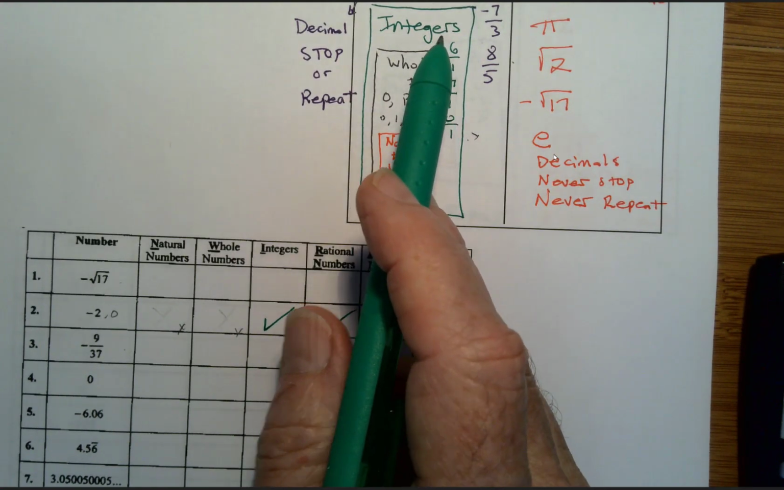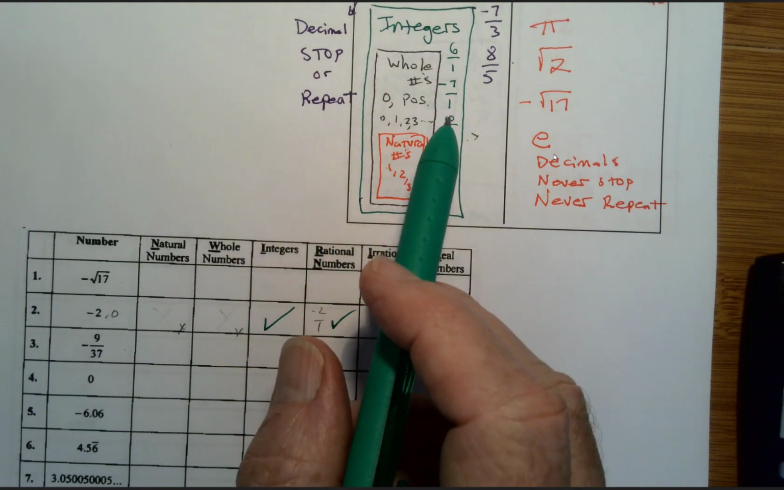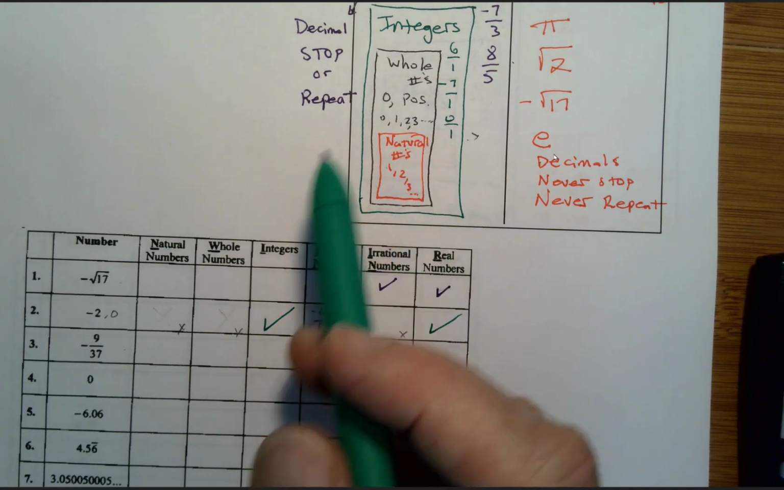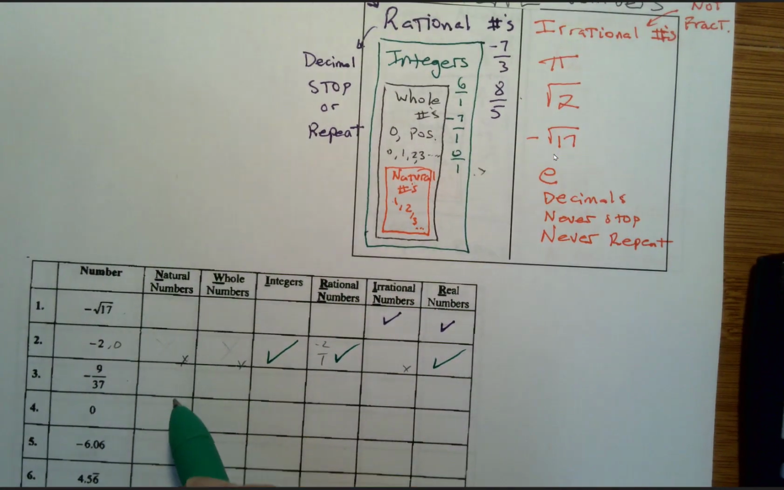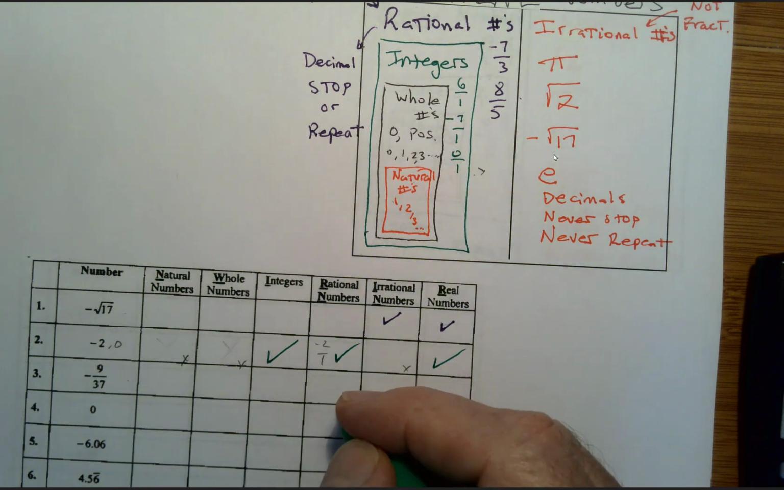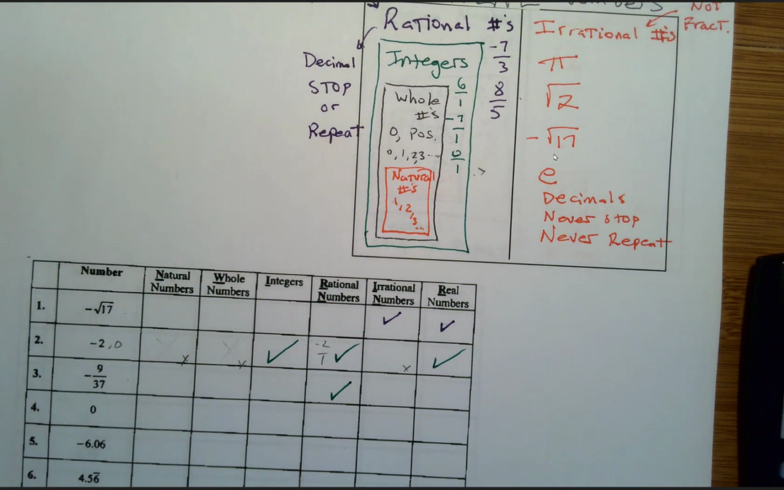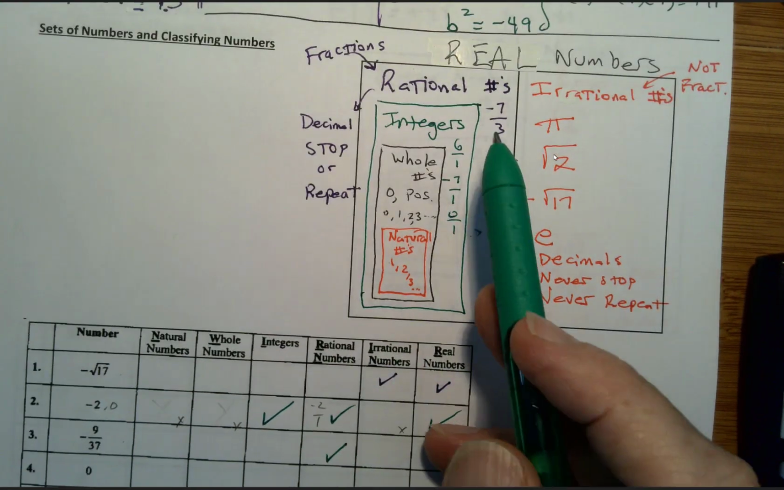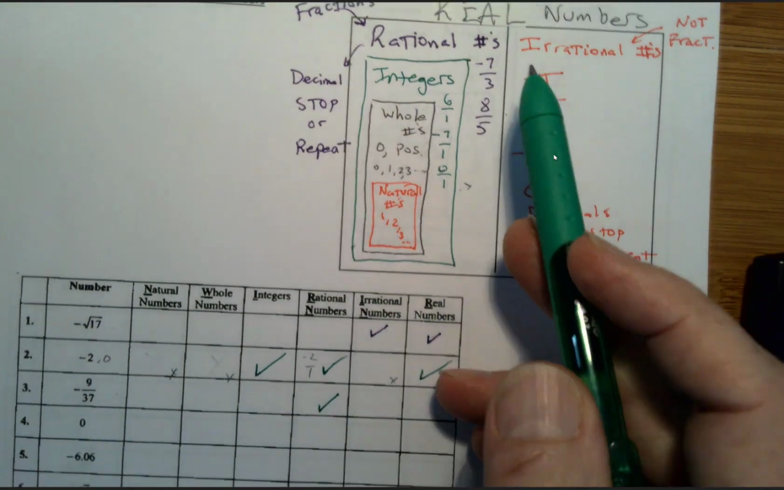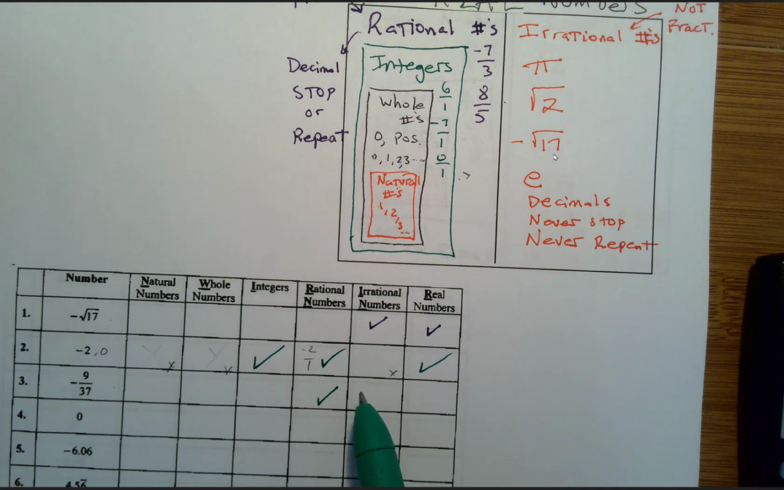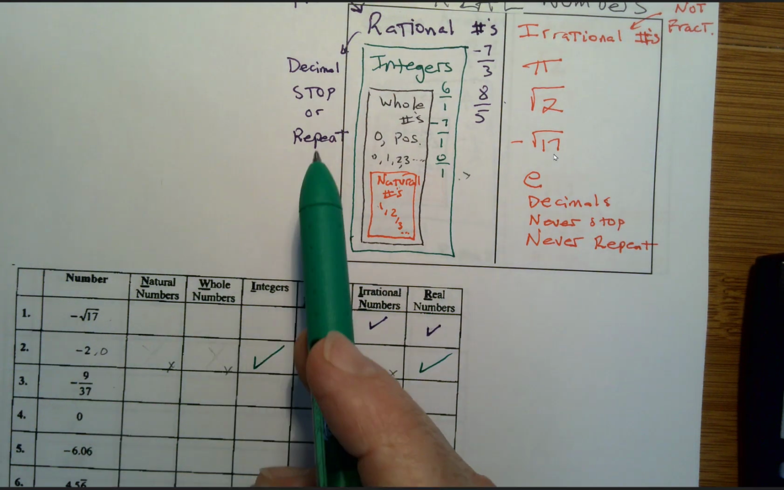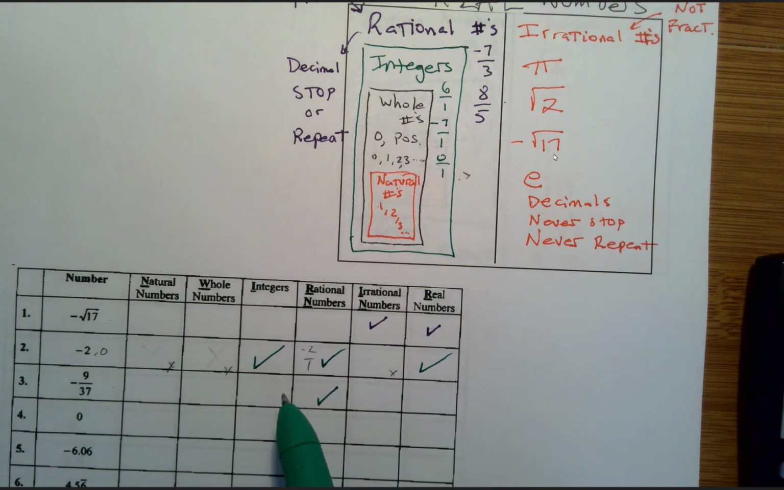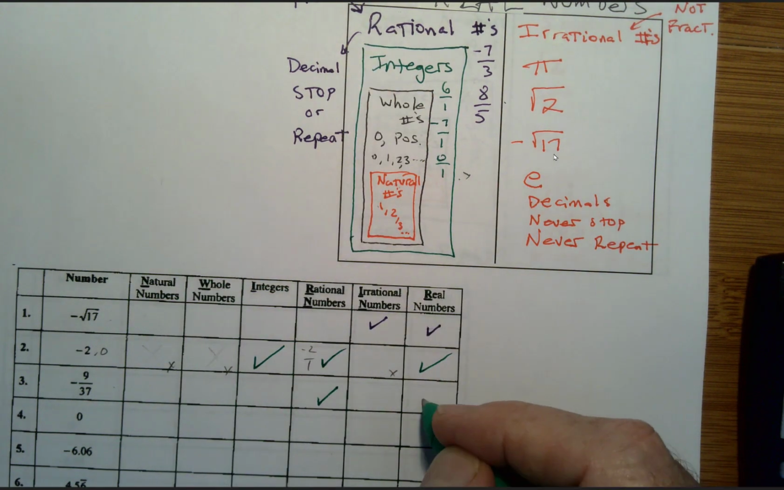Is it an integer? Nope. Integers are positive and negative counting numbers. Is it a fraction? Sure enough. So 9/37 is a fraction. That makes it a rational number. Is it irrational? Well, if it's rational, it's on this side. It's not on that side. So it's not irrational. It's going to have a decimal. But it's a fraction. We can see it's a fraction, so we know for sure it's rational. And all numbers are real numbers. Check.